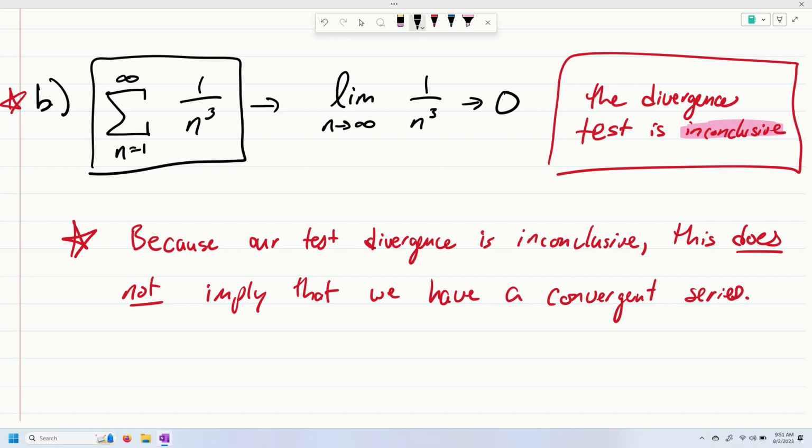So the test for divergence does one of two things. It either says, yes, this diverges, move on. Or it says, I don't have enough information to make a conclusion about this specific series. Please choose another test. Okay, let's try one more here.